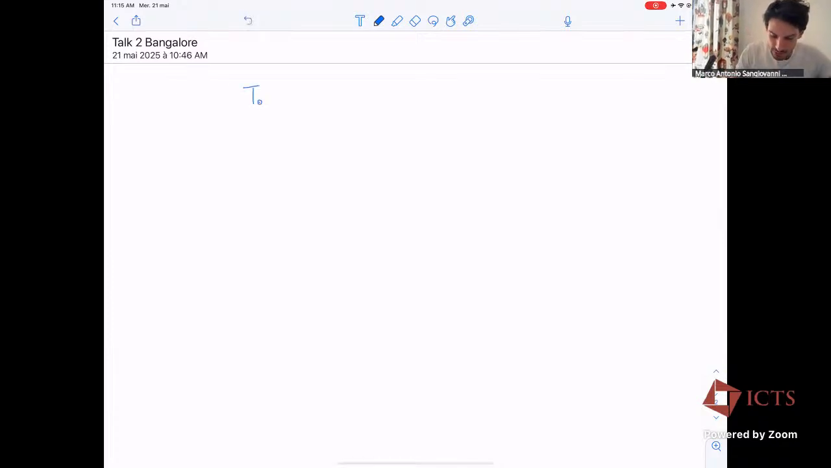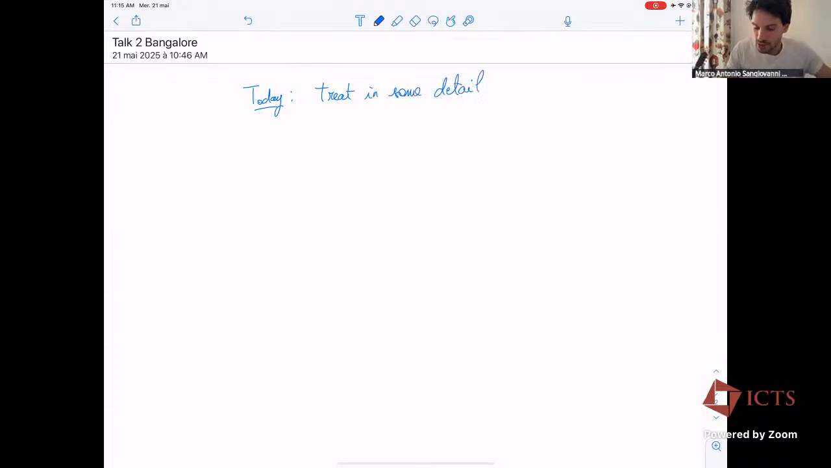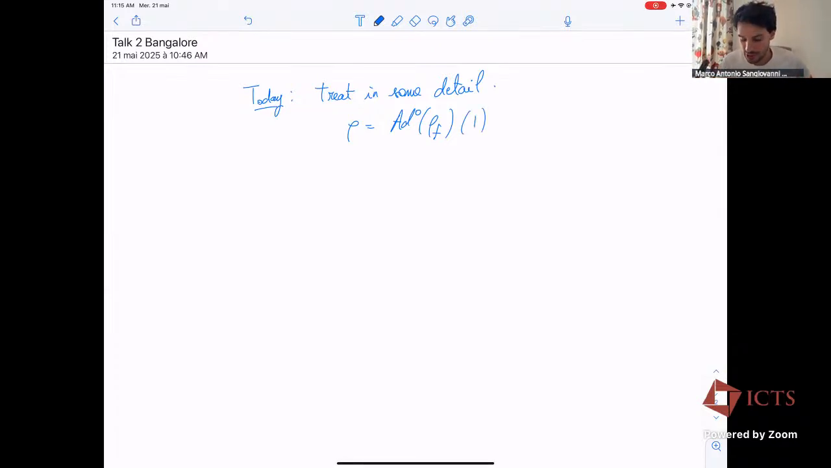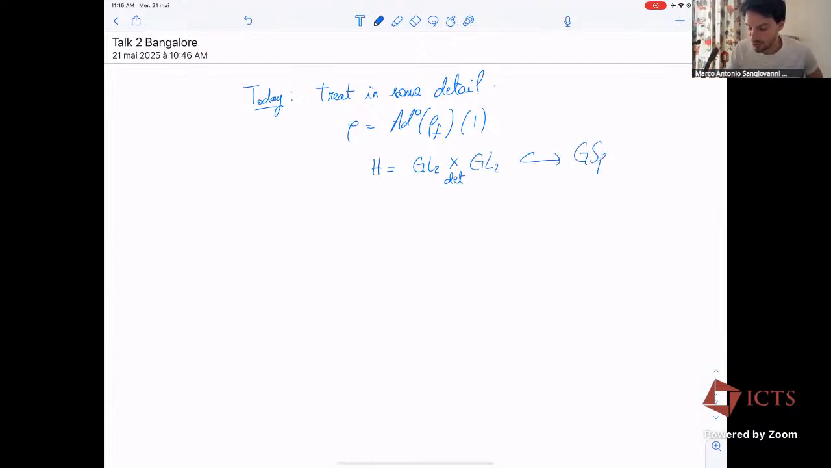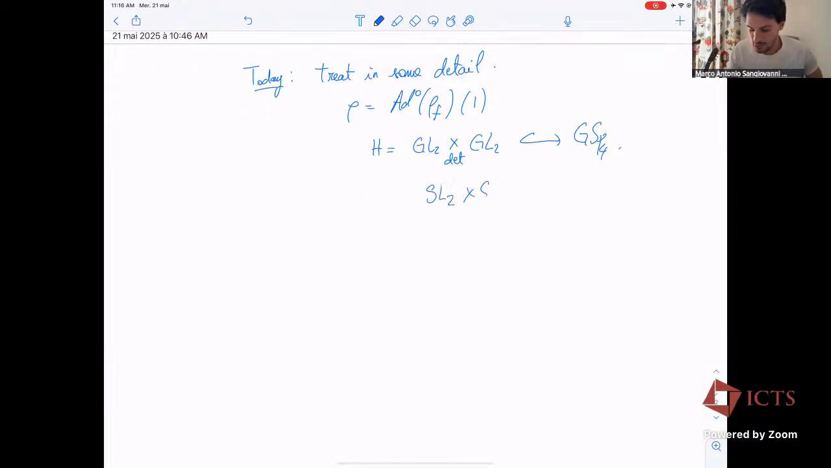Today's talk, as I said yesterday, I'm going to treat in some detail the example of the Euler system we constructed with Chris for rho, the adjoint representation of the Galois representation coming from a cuspidal eigenform on GL2. The important pair of groups, let me recall, was GL2 times GL2 inside GSp4, or really maybe more simply SL2 times SL2 inside Sp4.